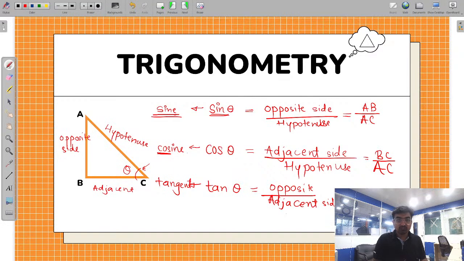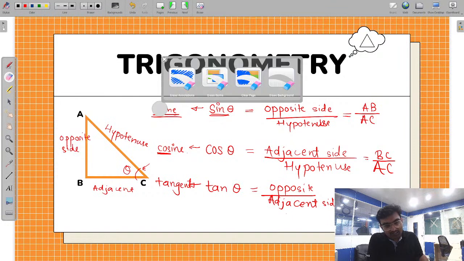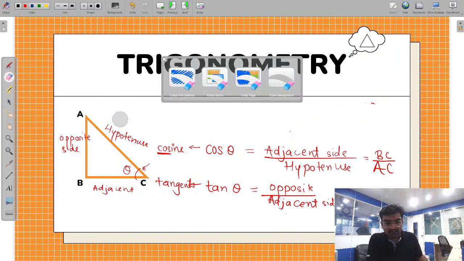Hope you understood these three ratios. Now if you remember only sine and cos, I'll tell you how to remember tan. And once you have the first three ratios, the last three ratios are just the reciprocal of these three. Giving you a head start. So now, let's write the next ratios.